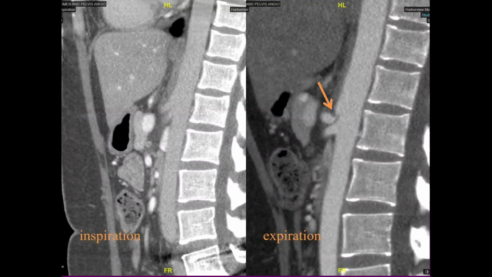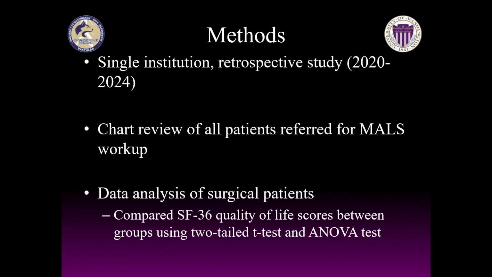Here on axial CT, you can appreciate the classic J-hook appearance of celiac artery compression. Celiac compression is exacerbated on forced expiration due to contraction of accessory expiratory muscles that raise the aorta superiorly into the median arcuate ligament. This was a single institution retrospective study.